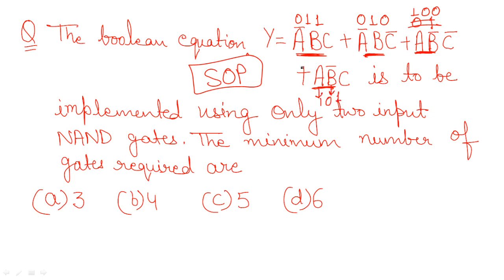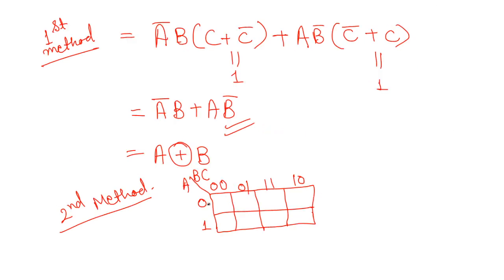Let's check it once again. 0 1 1 correct, 0 1 0 correct, 1 0 0 correct, 1 0 1, that's correct. Okay, now let's just put the ones at these places, which we are having here. 0 1 1, 0 1 1.